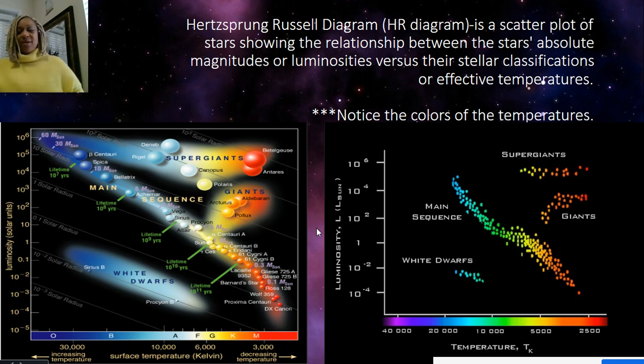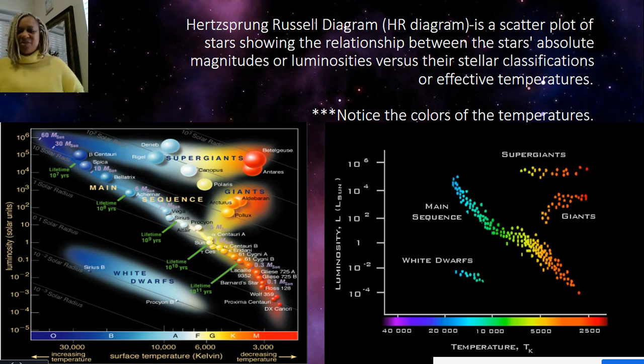So red, if you look over here, would be cooler temperatures, and then the temperature moves toward the left, and blue, or that purple or indigo color, is going to now be hotter temperatures. And it says it right here. You have decreasing temperatures going toward the right, okay? But then you have increasing temperatures going toward the left. So you really need to understand that.